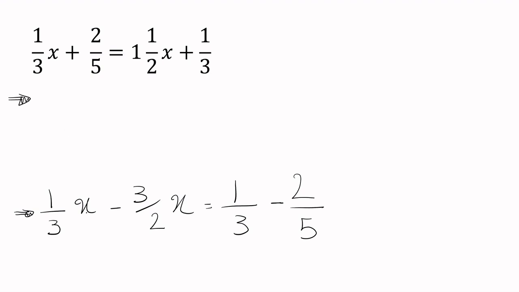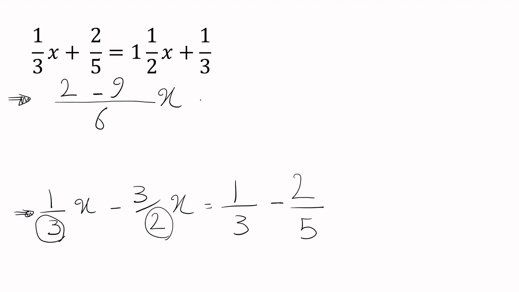For adding these fractions, I must calculate the common denominator. I have already explained to you how to calculate the common denominator, so I'm not going to explain it again. Common denominator between 3 and 2 will be 6. It is multiplied by 2, so 1 must be multiplied by 2. Here it's multiplied by 3, so 3 must be multiplied by 3, and I'm going to have 9.